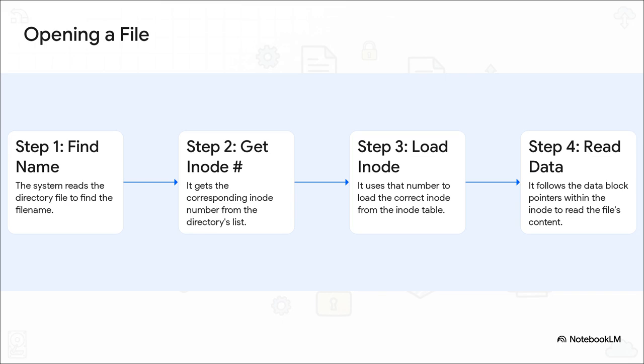First, the system looks inside the directory file for the name report.txt. Second, it grabs the inode number right next to it. Third, it uses that number to go find and load the correct inode, our card catalog entry. And finally, it reads the pointers in that inode to go find the actual data blocks and show you what's inside. It's that simple, and it happens in a flash.